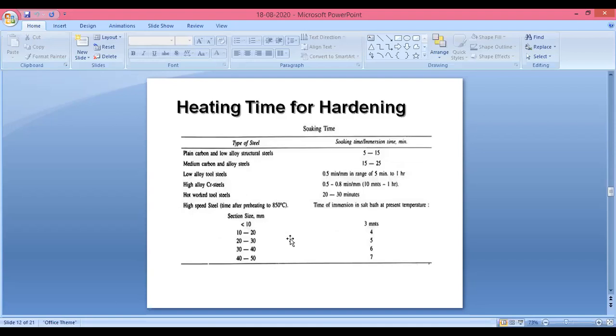The total heating time we were discussing in the previous table. So this table we were discussing the soaking time. The soaking times for plain carbon, medium carbon, low alloy tool steels, high alloy chromium steels, hot work tool steels, and high speed steels are listed here.